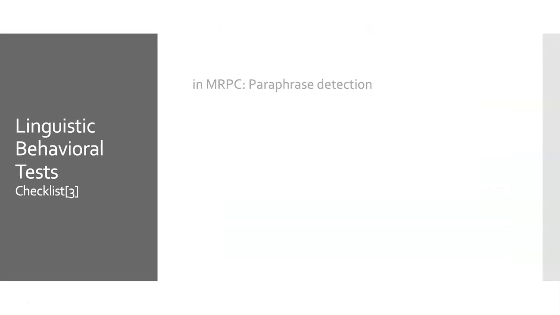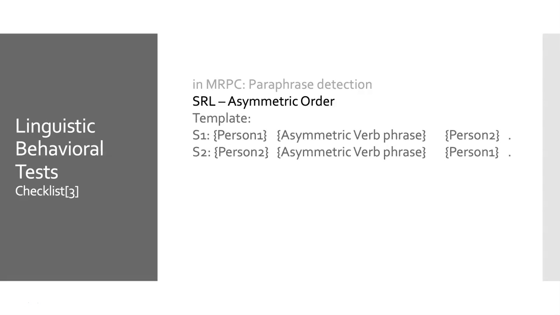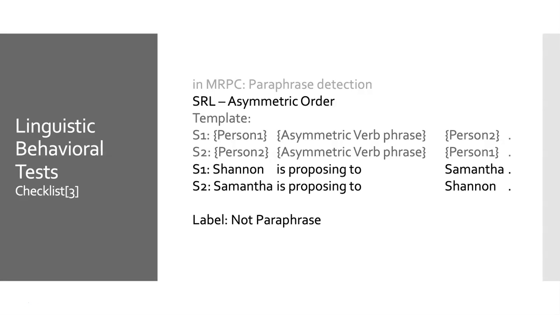To further understand where the regression happens and how the above methods contribute to reducing regression, we leverage CheckList behavior testing and construct regression tests. For example, to test the capability of dealing with semantic role labels when there is an asymmetric order verb in paraphrase detection, the system will automatically select asymmetric verbs and swap the 2 persons around them. The model is required to label the 2 sentences as not paraphrases.